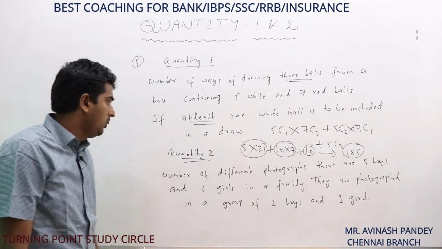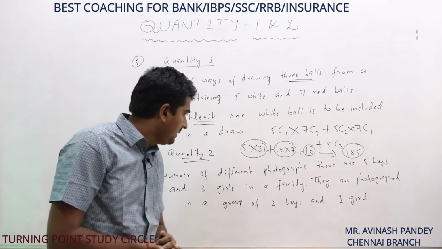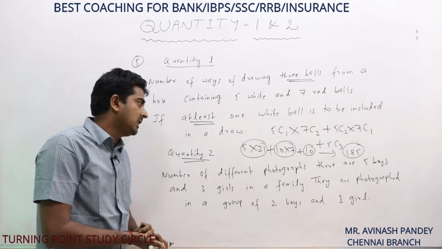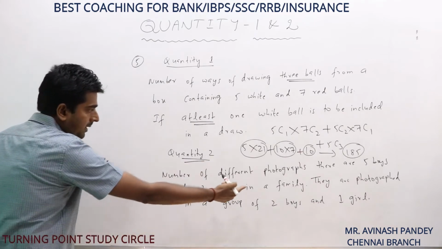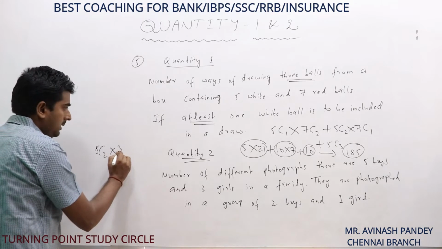Now when you see quantity 2 here, the number of different photographs: there are 5 boys and 3 girls in a family. They are photographed in a group of 2 boys and 1 girl. So how will the logic come here? 5 boys and 3 girls, from which 2 boys and 1 girl. So it is nothing but 5C2 into 3C1.